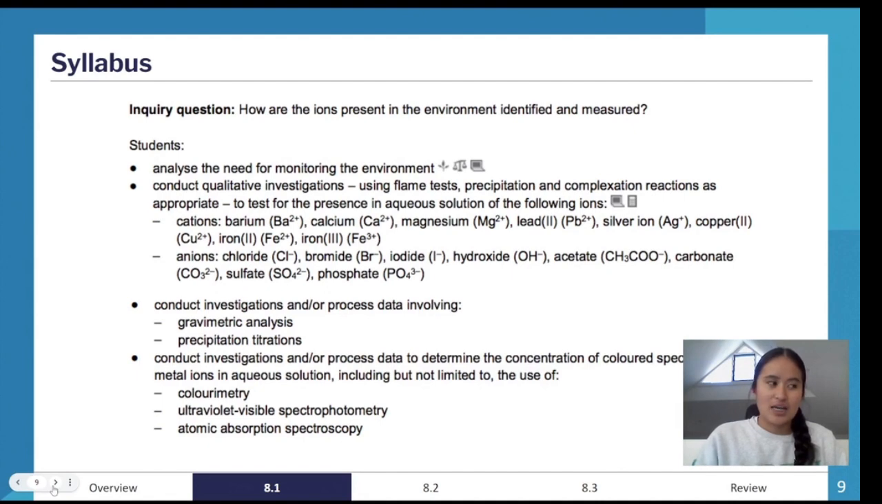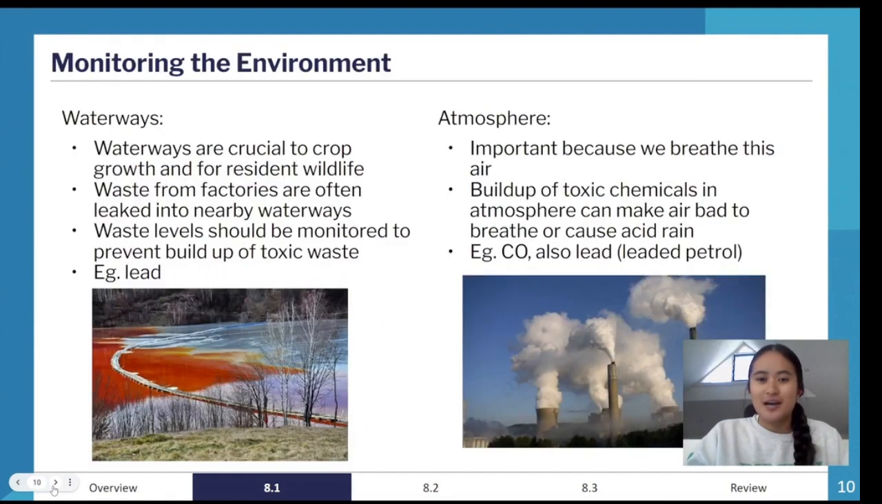And then the last part is quantitative investigations, which is your gravimetric analysis, your precipitation titrations, colorimetry, UV-Vis spec, and AAS. So quite a lot to cover in this first inquiry question, but as you go through it, you'll see that a lot of it is stuff that you've heard of before, or just pretty self-explanatory stuff. So an example of the self-explanatory stuff is monitoring the environment. So this one is a pretty easy dot point to check off because it's a lot of common sense.